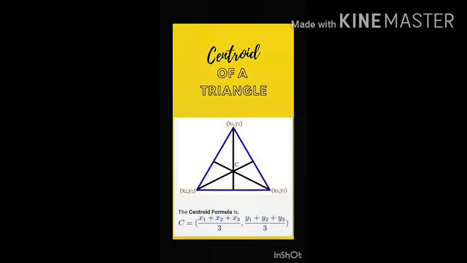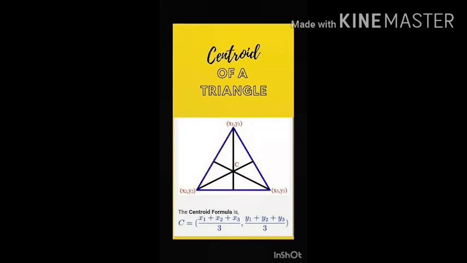So now students, our next concept is the centroid of a triangle. First of all, what is the centroid? Centroid is the center point of the triangle, or we can say it is the point of intersection of its medians that divides each median in the ratio 2:1.